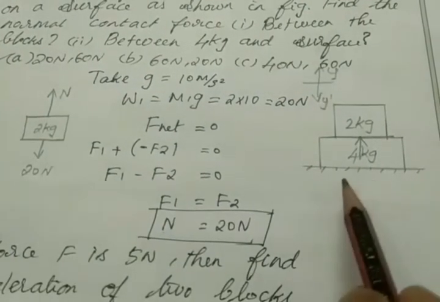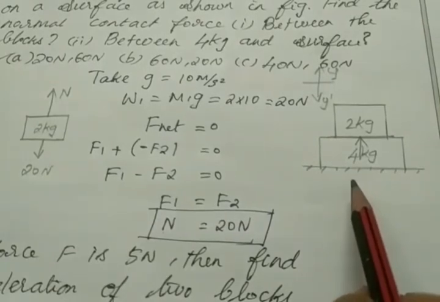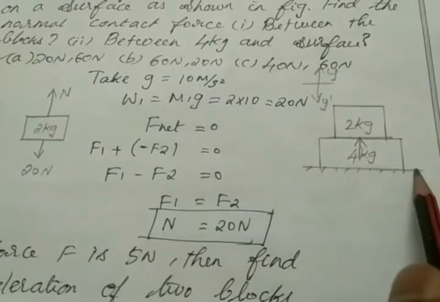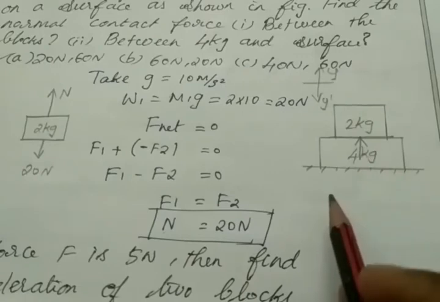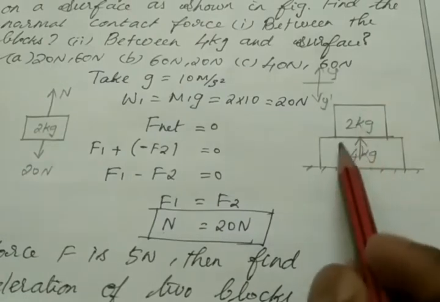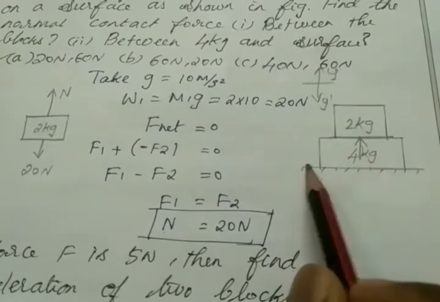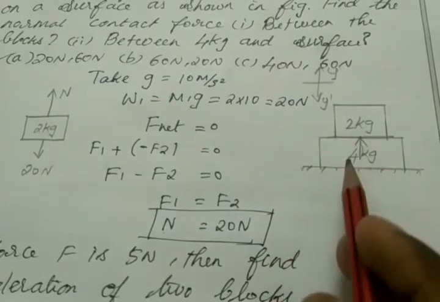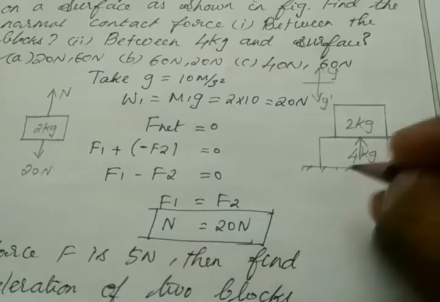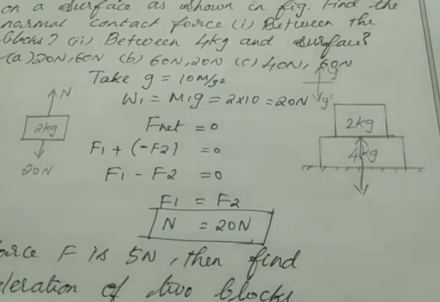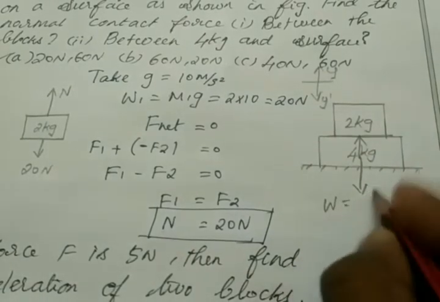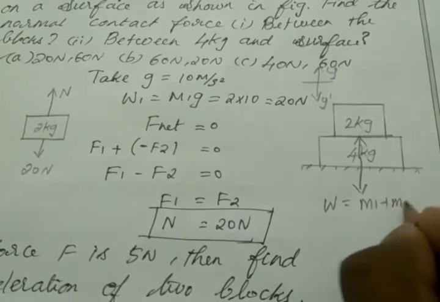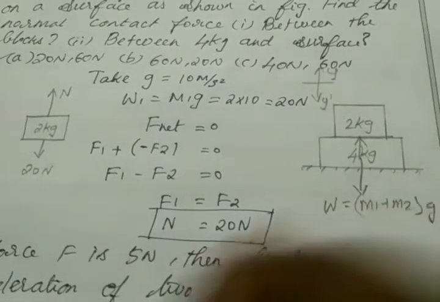So in this condition, what is our downward force? This surface bears the total weight, right? Total weight is 6 kg. So this surface holds this 6 kg weight. Okay, 6 kg masses. Then what is it? Weight. It is nothing but W equal to (M1 plus M2) into g.